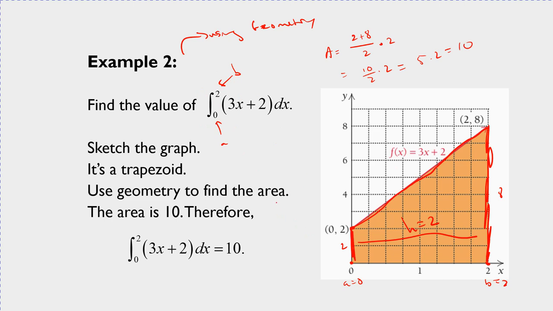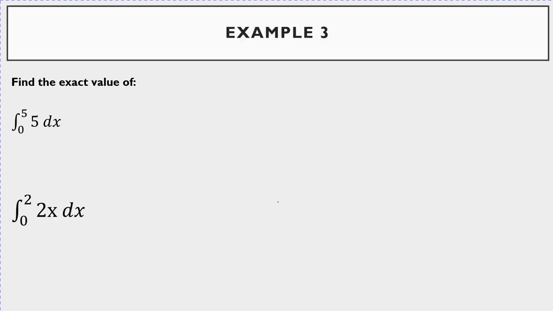All right, let me show you 2 more examples of this, solving it geometrically, and then when we get to section 4.3, I'll show you how to do the calculus of this. All right, so let's find the exact value of these. Okay, so the integral from 0 to 5 of 5. So let's sketch this. So what this is saying is f of x is the function 5.